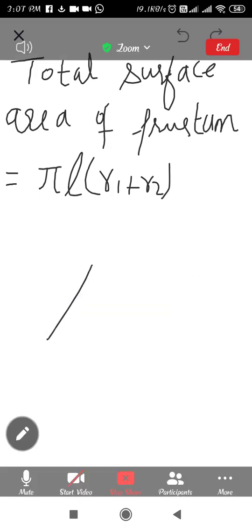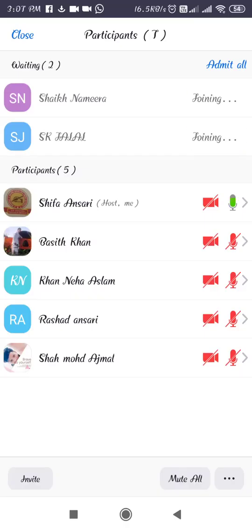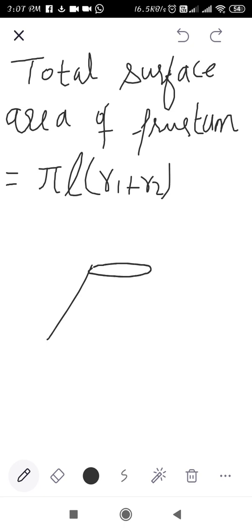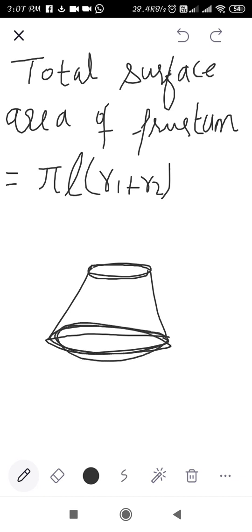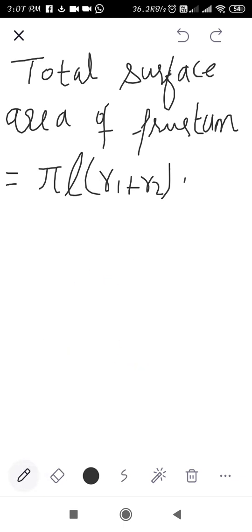Now total means this curved surface area, along with the bases, right? Two different ends. So here you will write the formula for curved surface area, pi L (R1 plus R2), and after that you will add the formulas for these two bases also. The formula for the circular portion is pi R square. So plus pi R1 square plus pi R2 square. Now we will substitute the values.